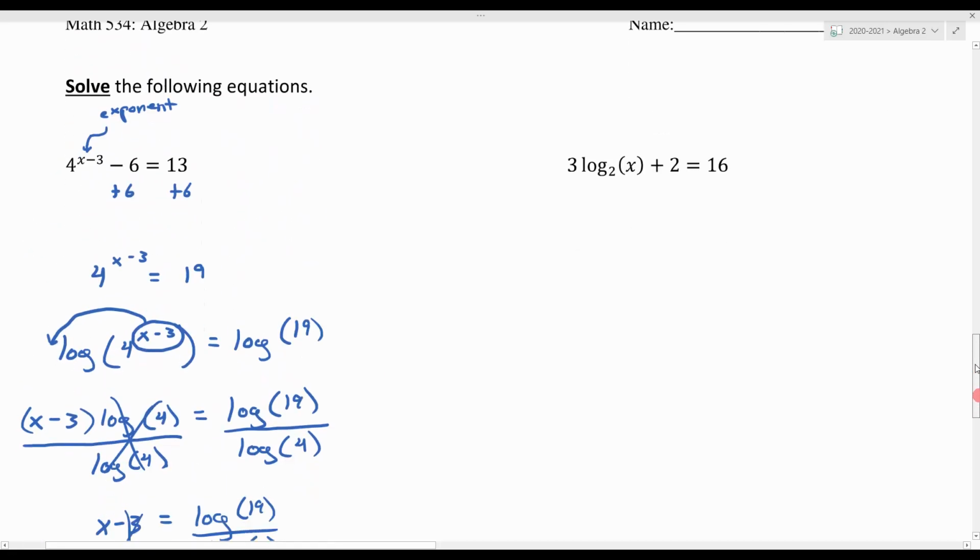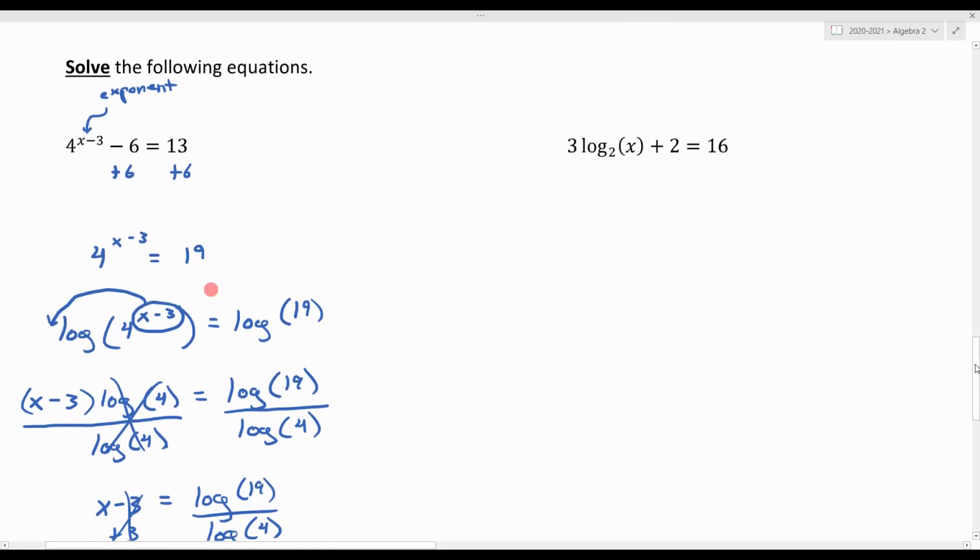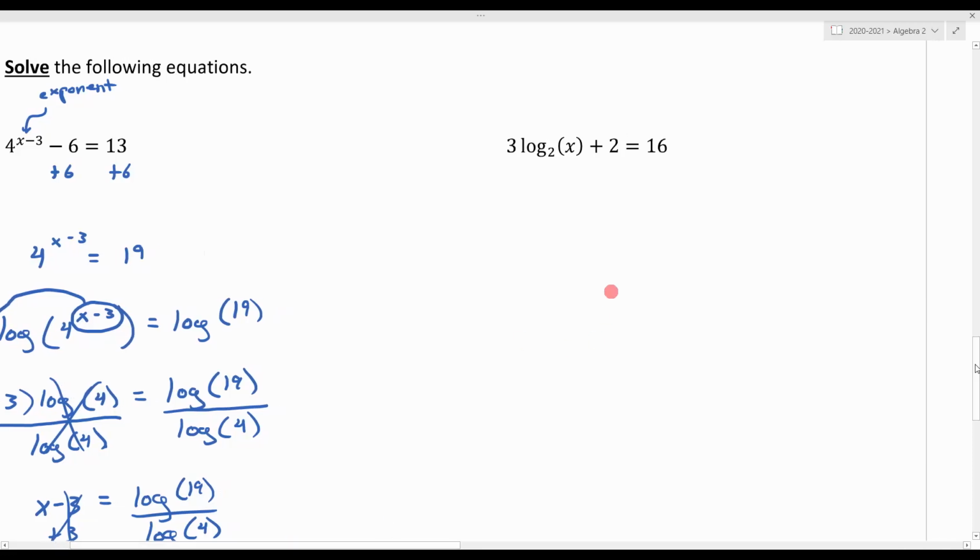Okay, let's do one more. This one is a log equation. This one was an exponential equation because it was written in exponential form. This one is a log equation because it's written in log form. We can solve either one. Okay, so first I'm going to isolate. I want to get this by itself. I want everything else to move, right? I just want the log all by itself on one side.